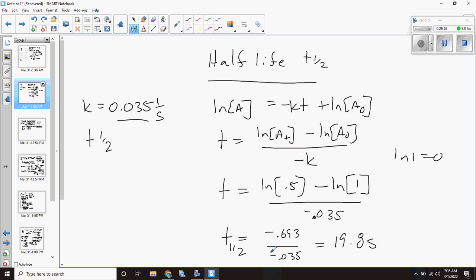All right, so here's the expression. You can come up with a single expression for half-life for a first-order reaction.